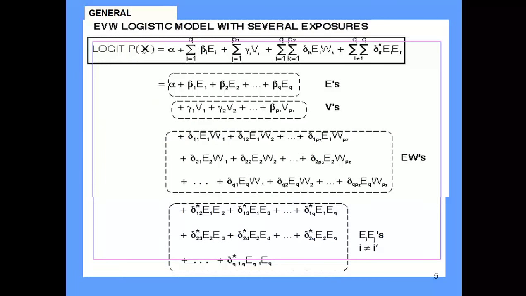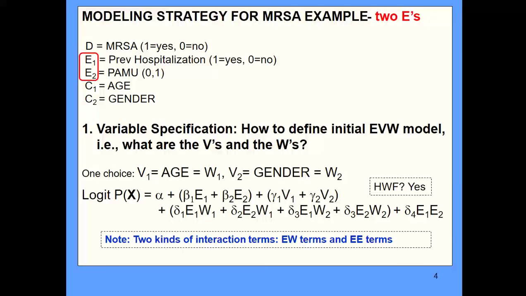So, now look at this. What do I say here? I write at the top, it's the general EVW logistic model with several exposures. Look at this. Does this make you want to drop the course? Does this make you think you're not going to make it? You need to know about this issue of what happens if you have several exposures. Well, let's just look at this model without getting all worked up. This is a general version of the model I just showed you.